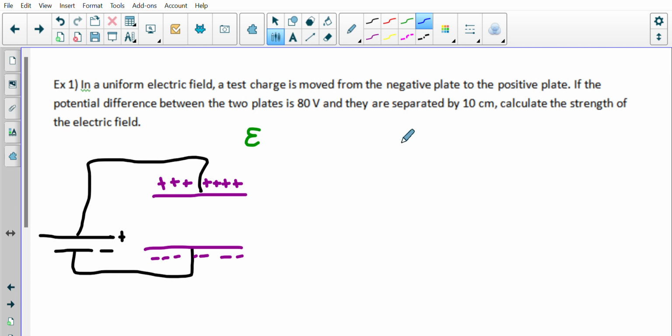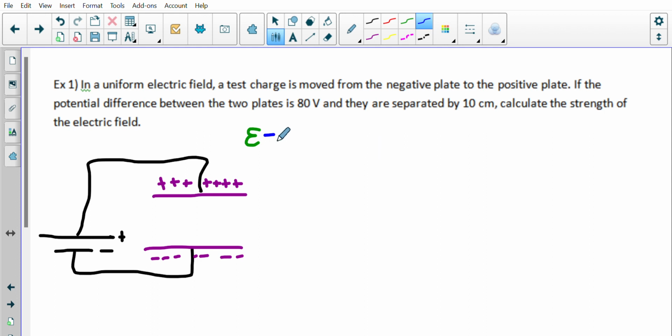Alright, so now we're going to try some examples, some situations that have to do with electric potential difference. So our first example is that in a uniform electric field, a test charge is moved from the negative plate to the positive plate. Now, if the potential difference between the two plates is 80 volts, and they are separated by 10 centimeters, calculate the strength of the electric field.